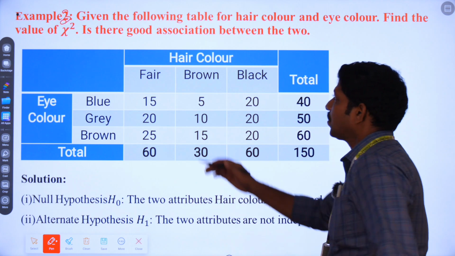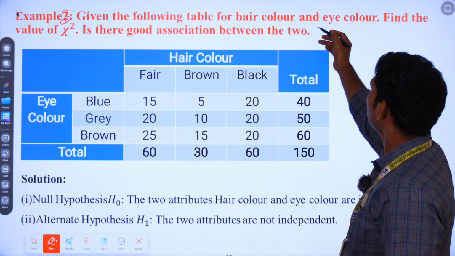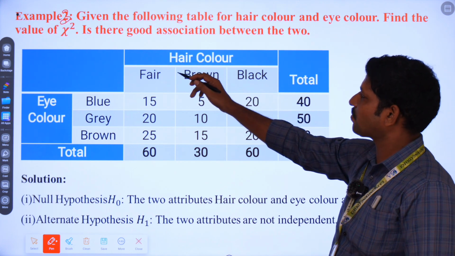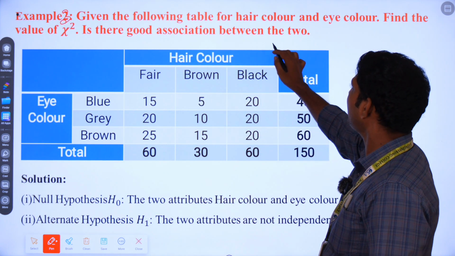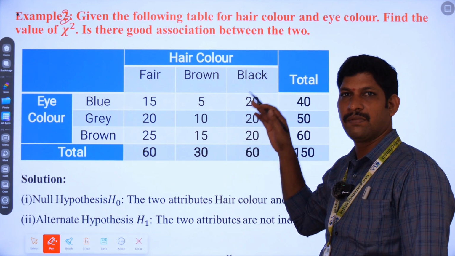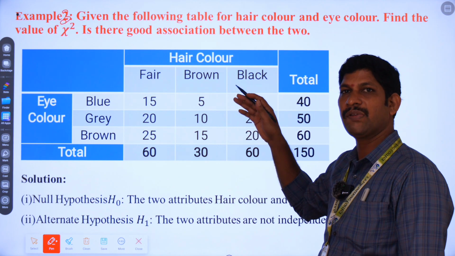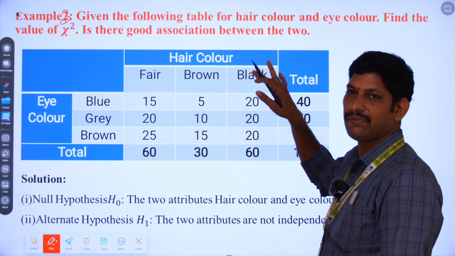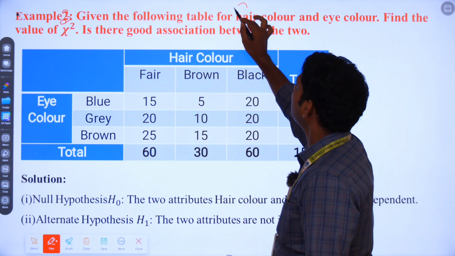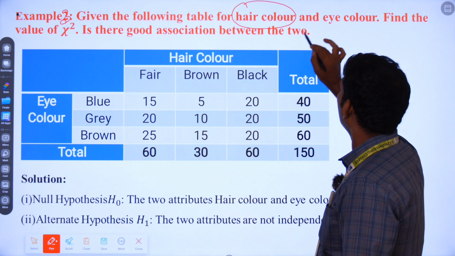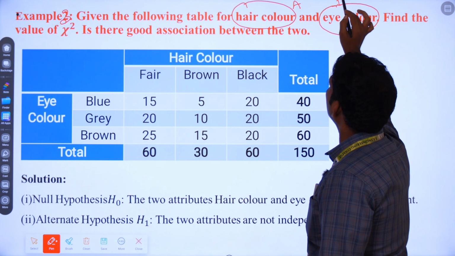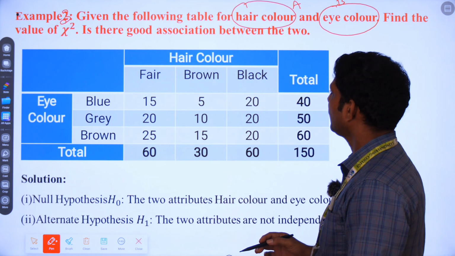Now the next problem: given the following table for hair color and eye color, find the value of chi-square. Is there a good association between the two? As I already said, before going to the problem, first we need to identify whether the given problem is a chi-square test of independence. How do we identify it? We check that two attributes are given. One attribute is hair color, and the other attribute is eye color. So clearly we identify which is attribute A and which is attribute B.